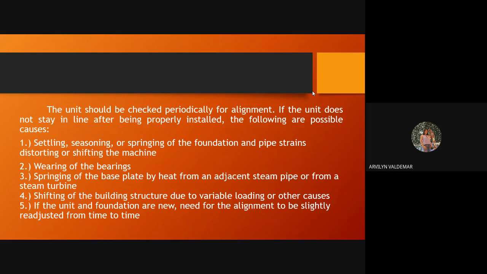If the unit does not stay in line after being properly installed, the following are possible causes. First is settling, loosening or springing of the foundation and pipes, turning or shifting the machine. Second is wearing of the bearings. Third is springing of the base plate by heat from an adjacent steam pipe or from a steam turbine. Fourth is shifting of the building structure due to a variable load or other causes. The unit and foundation may need alignment to be slightly readjusted from time to time.